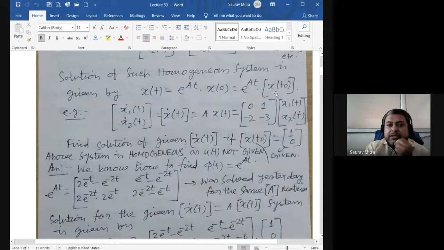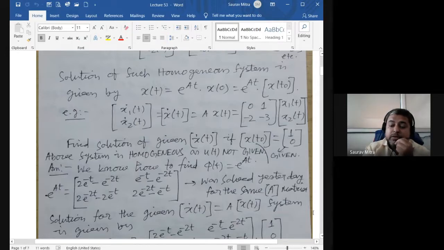So e raised to At into x(t0) will be a 2 cross 1 matrix. That means this x(t) is nothing but a column matrix of x1(t) and x2(t). So x1(t) and x2(t) you will be finding, what is the value. Remember this, what is the homogeneous solution? It is e raised to At into x(t0). Yesterday's 3 by 3 numerical also, we have done the same thing.